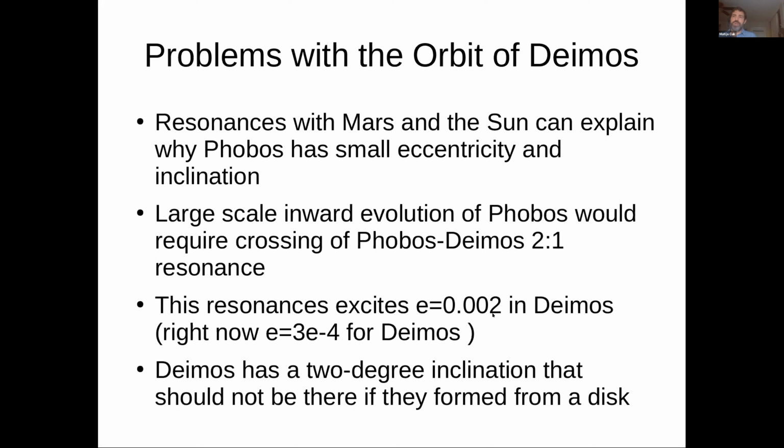To make matters worse, Deimos should have no inclination if it formed from a ring at some point and its inclination really didn't interact with anything else. It should have 0 inclination, but it has an inclination of about 2 degrees. So we are looking at much lower than expected eccentricity and much higher than expected inclination for Deimos. In the last few years, a new hypothesis has been put forward that can explain this discrepancy.